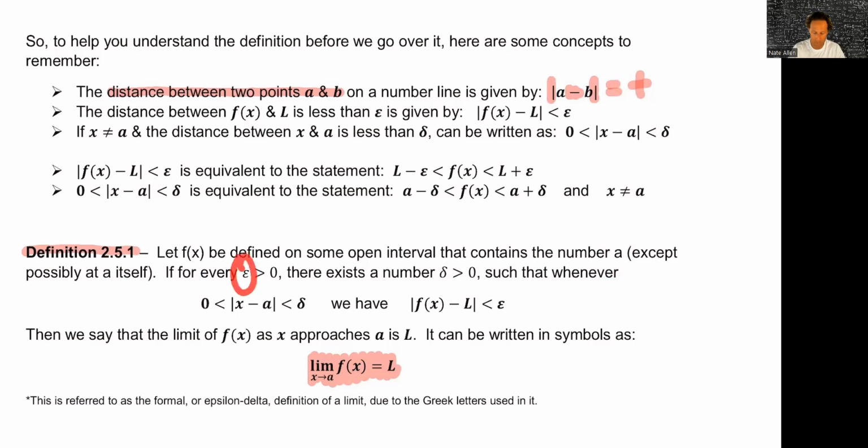And if we know that epsilon is a positive value, some distance, and there exists another positive value, some distance delta, such that when we take any x and find the distance between it and some other number we're going to call a, and it's between 0 and that delta, and we do the same thing with our y values, and it's less than the epsilon, like we just explained up here, then we say that the limit of our function as x approaches a is equal to that L.